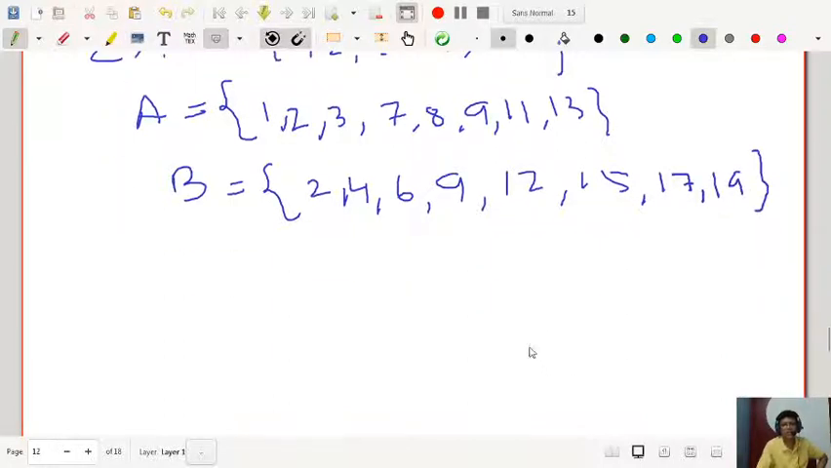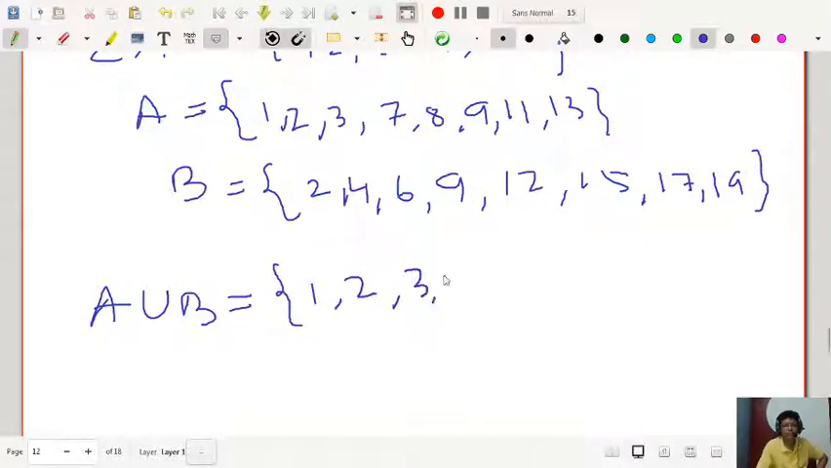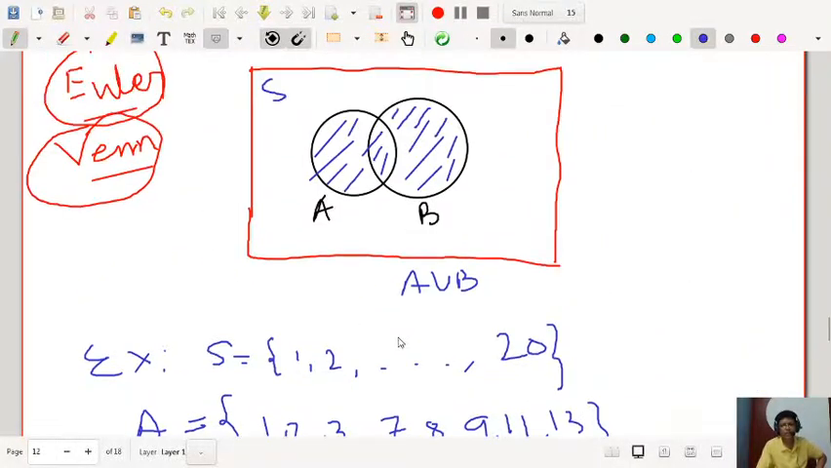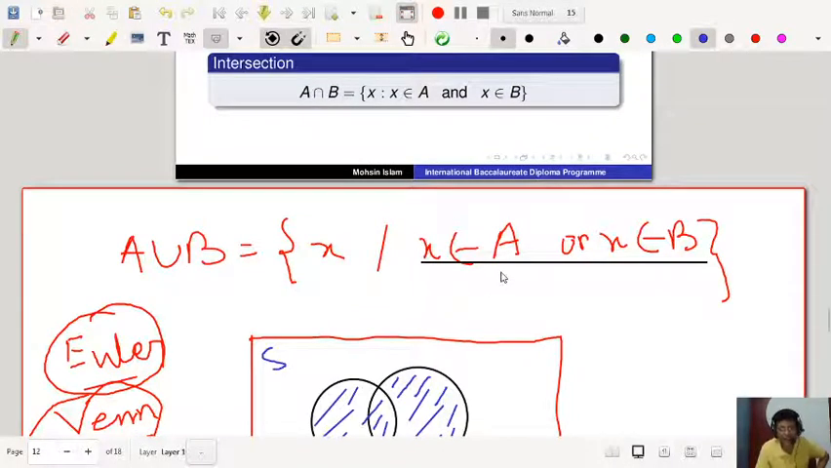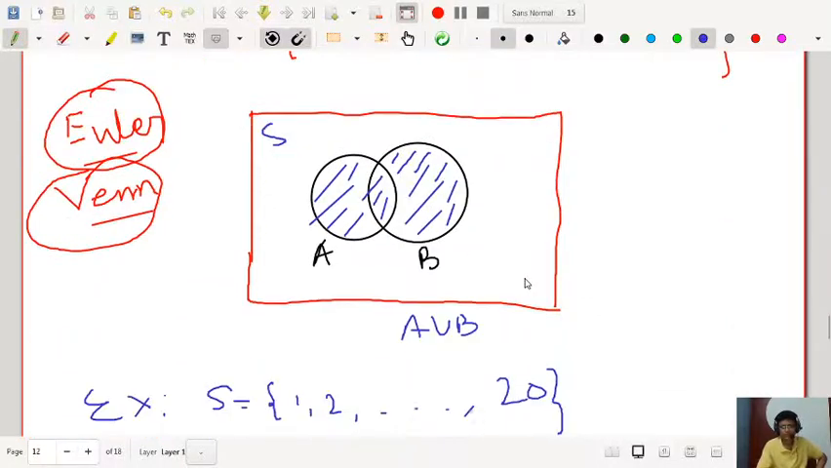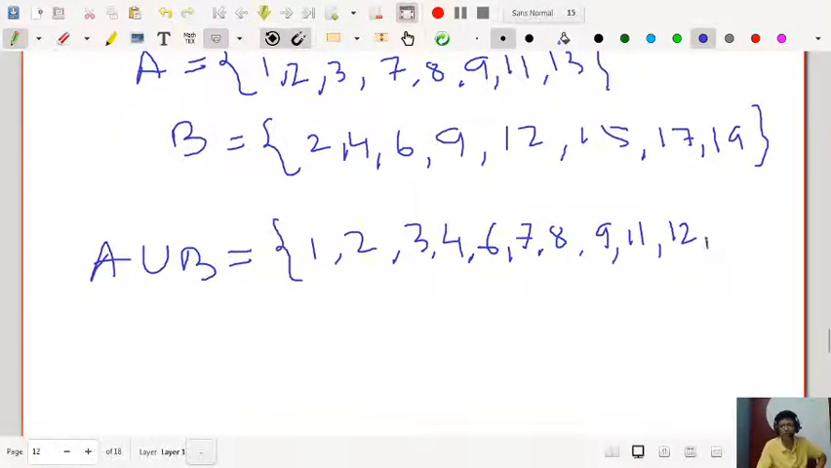12, 15, 17, 19. So can you tell me what is your A union B? So A union B will be 1, 2, 3, 4, all the numbers together. Right, Ismail. That means we can say either in A or in B or in both. Union implies either in A or in B or in both. Have you got that? Okay. So that is the meaning of your union.